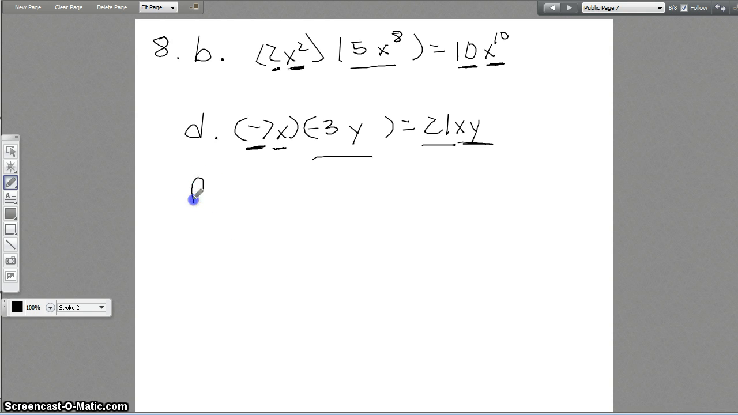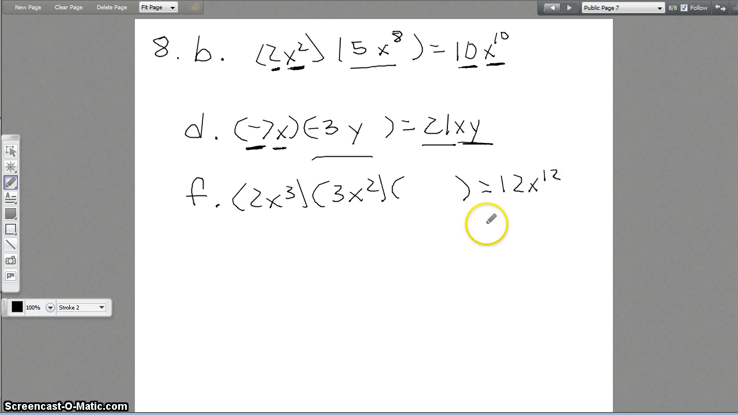The last one we're going to look at is part F, which is 2x cubed times 3x squared, and then times something is equal to 12x to the 12th. Well, this one is a little bit harder because we have two things that we need to multiply in addition to the thing we're trying to figure out. So I'm going to go ahead and multiply these two terms by each other. So 2 times 3 is 6. x cubed times x squared is x to the 5th. Now we multiply that by our unknown to end up with 12x to the 12th.